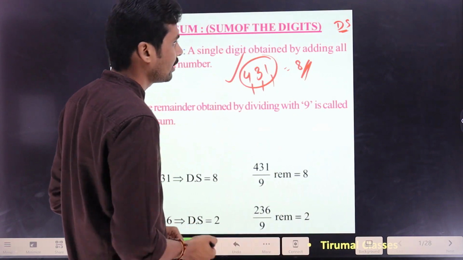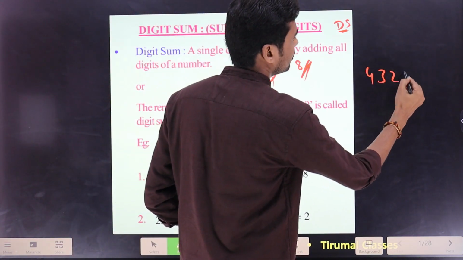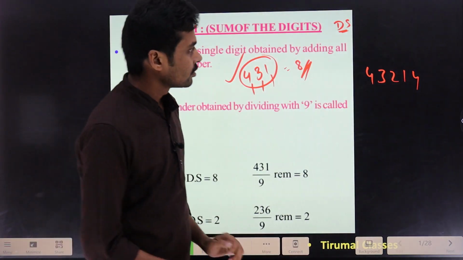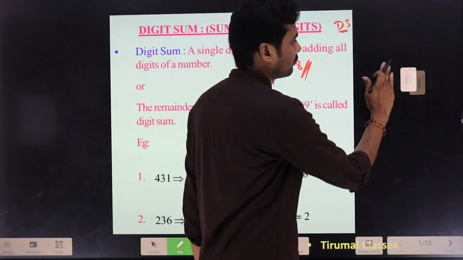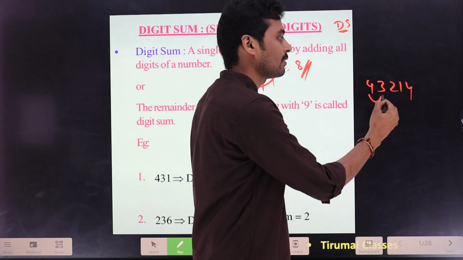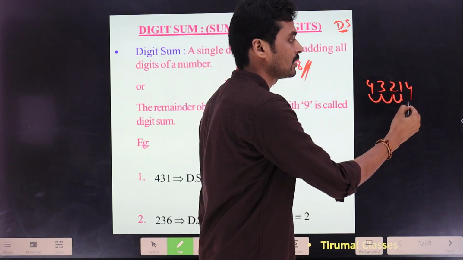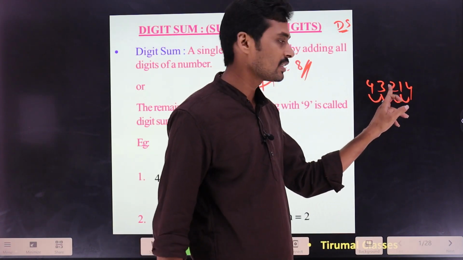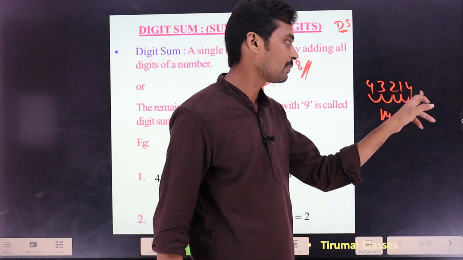You can take any number, for example 43214. What is the digit sum of this number? 4 plus 3 is 7. 7 plus 2 is 9. 9 plus 1 is 10. 10 plus 4 is 14.